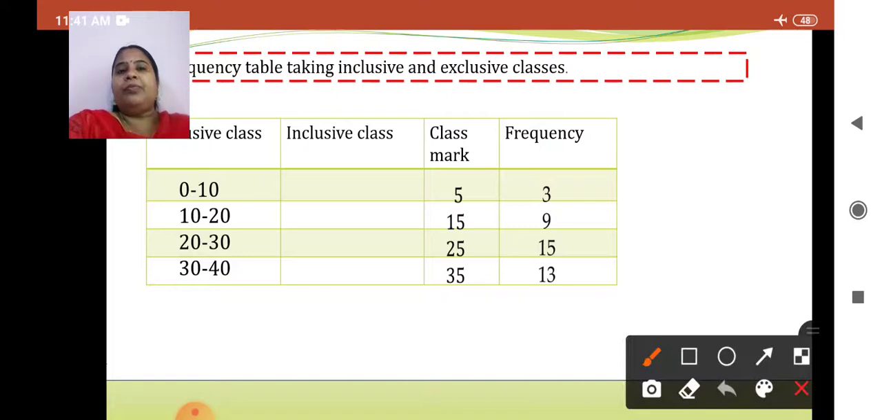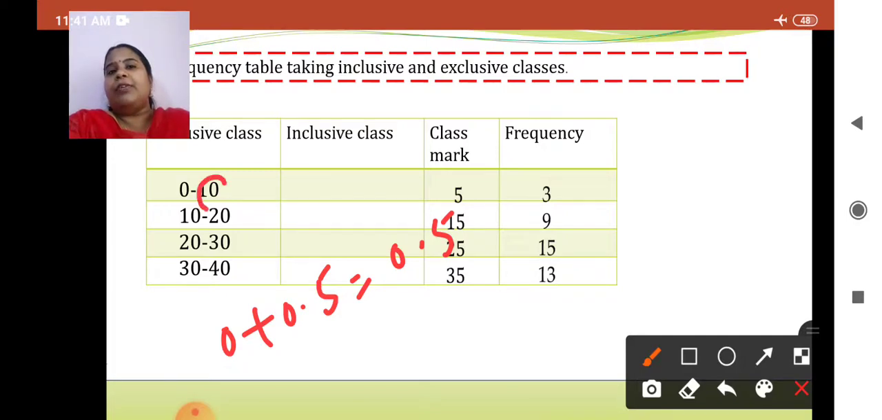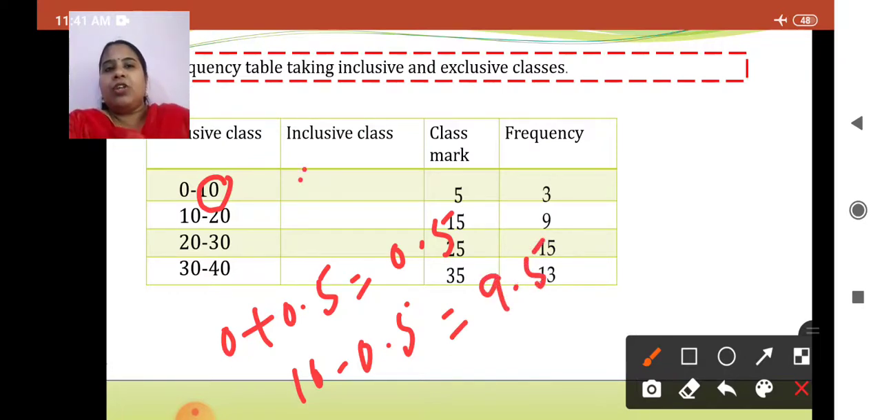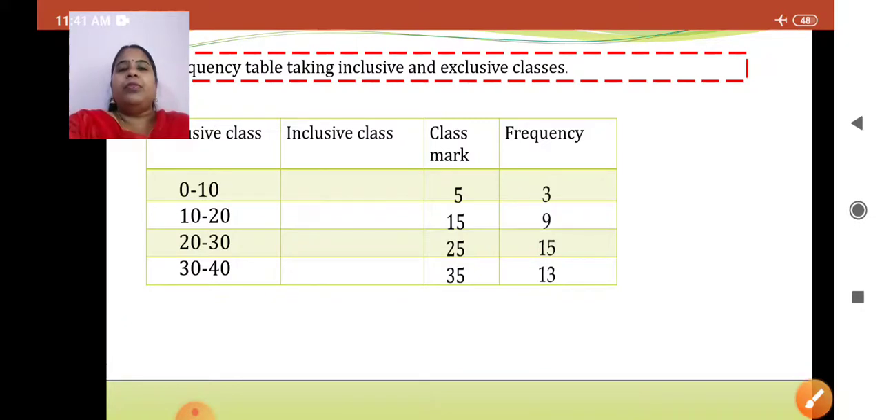Now what do I mean by that? I need to add here, 0 plus 0.5. How much will I get? 0.5. I need to subtract here, 10 minus 0.5. How much? 9.5. So my first inclusive class interval will be 0.5 to 9.5. I hope you are understanding it. Same thing you do here. It's 10. Now let's see how it can be done.